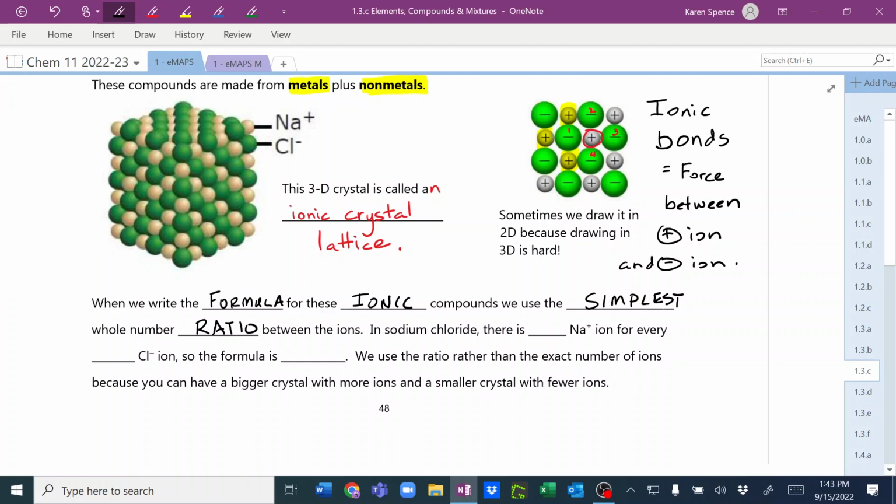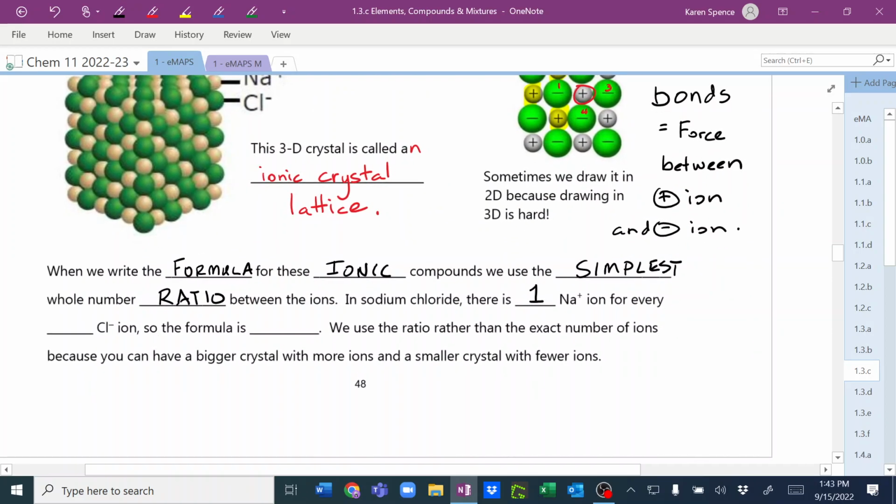So the actual number of ions will depend on the size of the crystal. That's not helpful when we're trying to write a formula. You don't want to have to know the exact number every time. So we just use the simplest ratio. It's always going to be 1-to-1 for sodium chloride because those charges, exactly, they neutralize one another. Yeah. Okay, so in sodium chloride, there's always going to be 1 sodium for every 1 chloride ion. So the formula is NaCl.